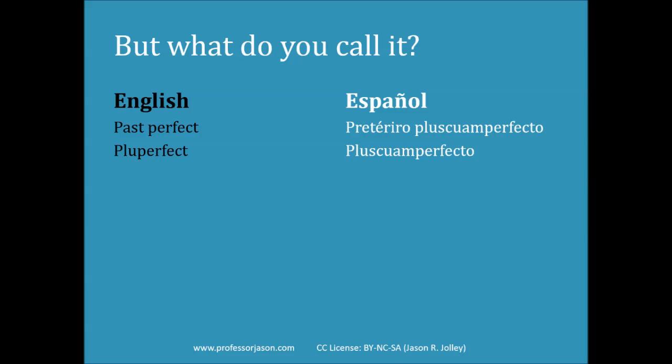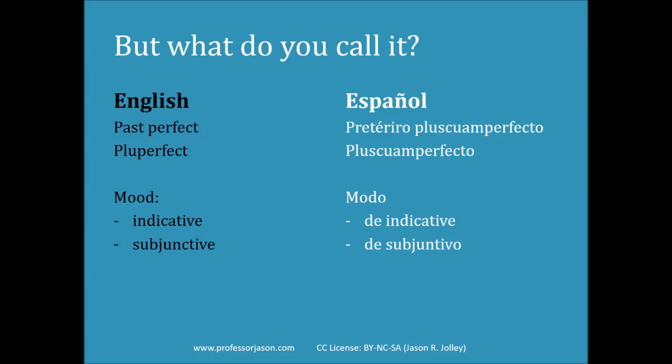Now in English, we usually call this time frame and the corresponding verb forms or verb tense the past perfect or maybe the pluperfect. Spanish textbooks usually use the same English labels to refer to the equivalent forms in Spanish. In Spanish, however, the terminology we most often use to refer to these forms is pretérito pluscuamperfecto or simply pluscuamperfecto. If we add the subjunctive mood to the mix, the labels in English become the past perfect subjunctive or the pluperfect subjunctive. In Spanish, this is usually called the pretérito pluscuamperfecto de subjuntivo, or more simply, the pluscuamperfecto de subjuntivo.